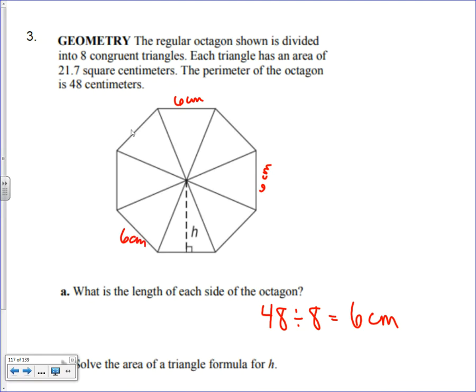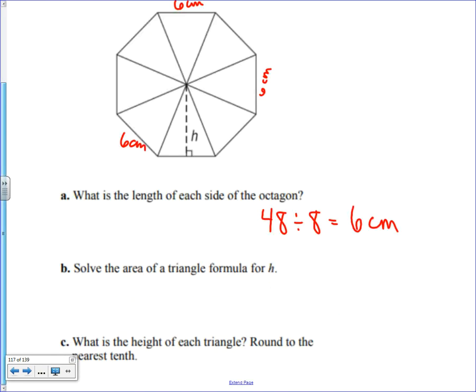Okay. Now it says solve the area of a triangle formula for h. Well, area of a triangle is that. If I want to solve for h, I got to get rid of the half, so I'm going to divide by a half. Now, folks, dividing by a half is the same as multiplying by 2. So when I simplify this, it's going to be 2a is equal to bh. Please ask me about that tomorrow if you don't understand what I just did there.